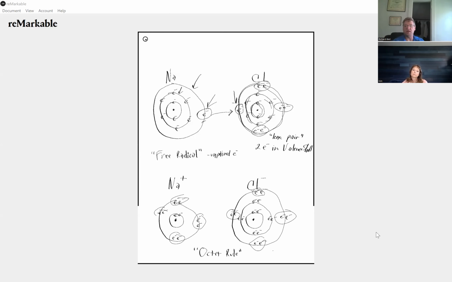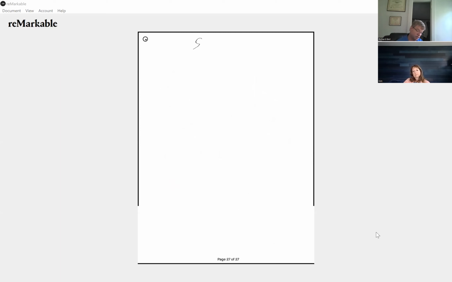Here, take this from me. Oh, sure, gladly. It's not always going to be 1-to-1, but in this case, it is. And that's why sodium chloride is NaCl. That's why the formula for sodium chloride, table salt, is NaCl.